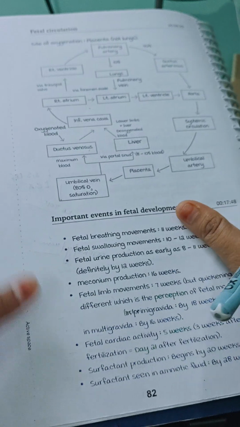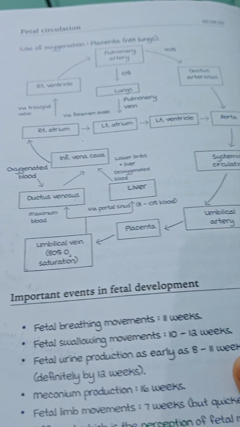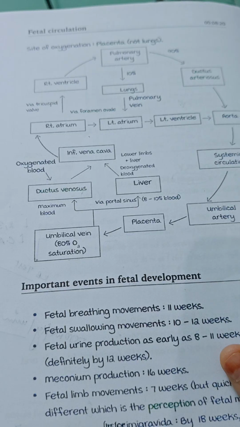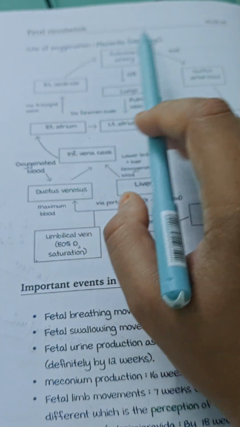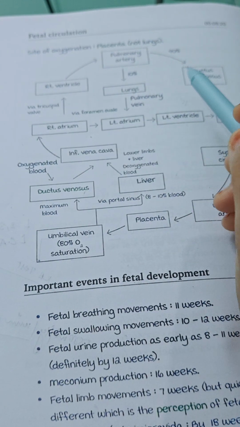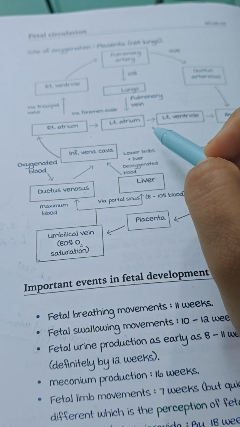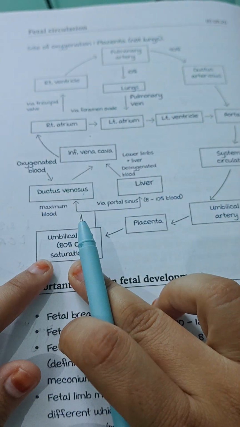Now coming to fetal circulation. So look at this graph. The site of oxygenation is the placenta and not the lungs in the fetus. So it starts. Look at this.